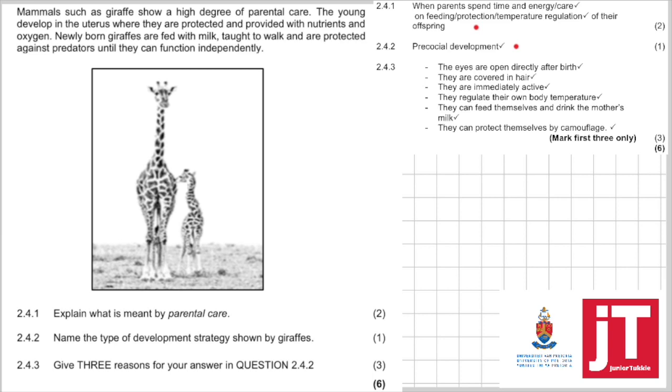Right, the eyes open directly after birth. So here in this picture, can you see the eyes are open directly after birth? They are covered in hair. They are immediately active. They can regulate their own body temperature. They can feed themselves and drink the mother's milk, and they can protect themselves with camouflage. Grade 12, this is also a very nice question.